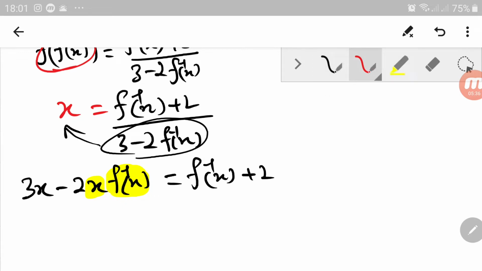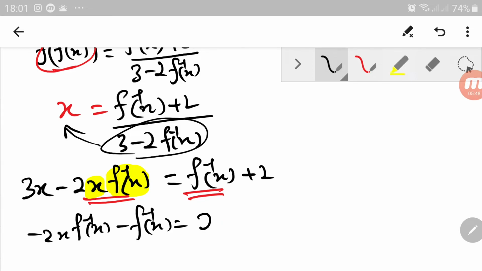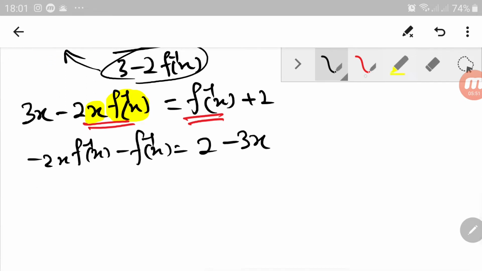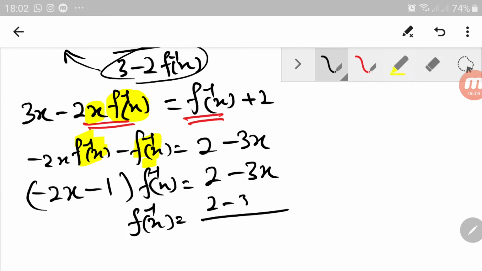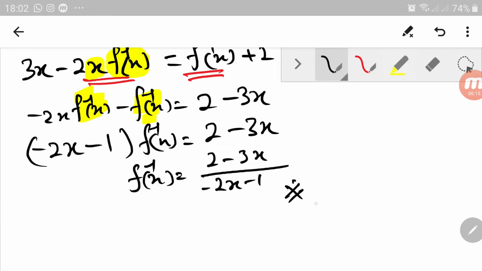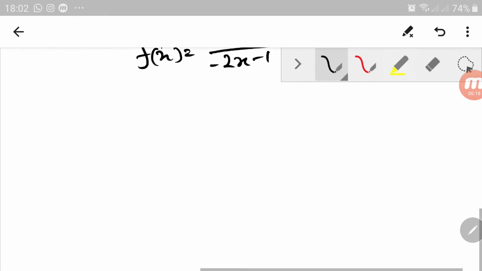Now you see these things are similar, right? We group them together. So minus 2x f inverse x minus f inverse x equals 2 minus 3x. Now we can factor these two, so we get minus (2x plus 1) f inverse x equals 2 minus 3x. Just copy paste, then we rearrange it one more time, and lastly we get this. So this is the inverse. That's fractional.